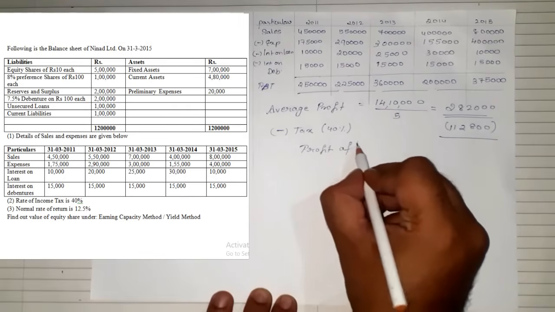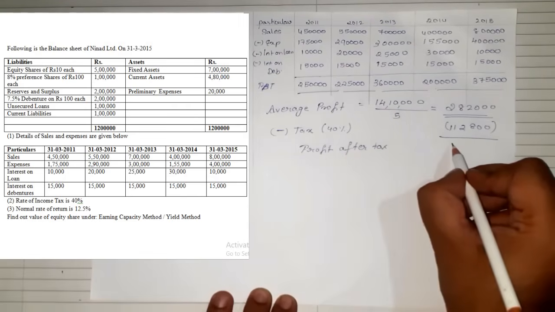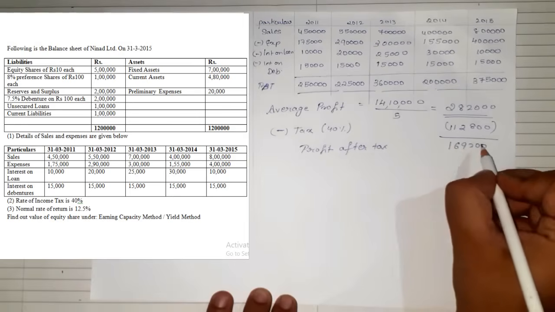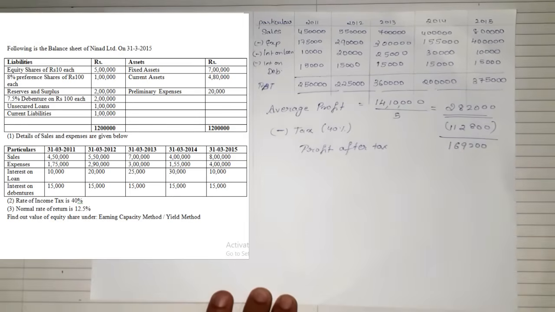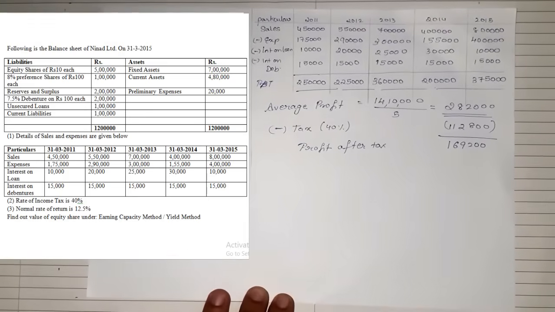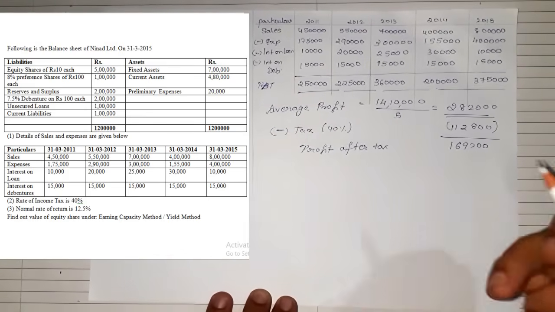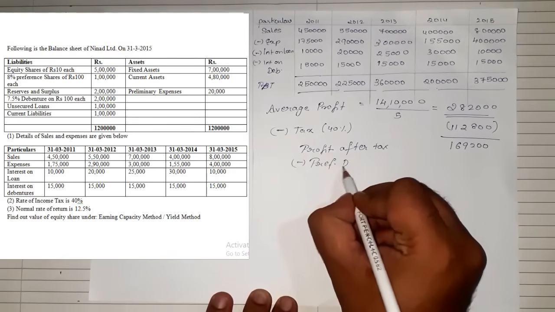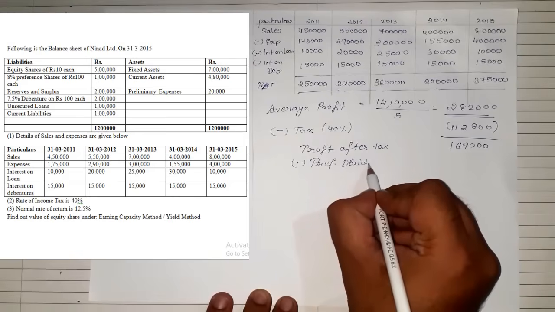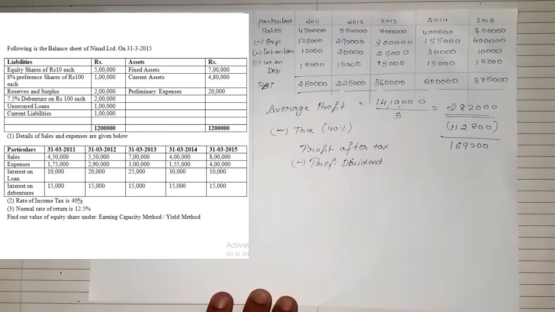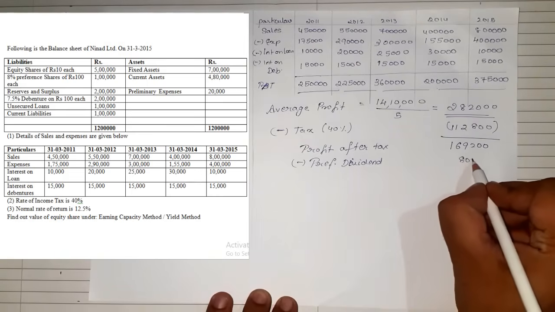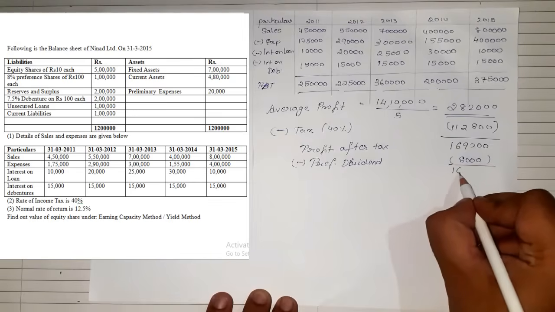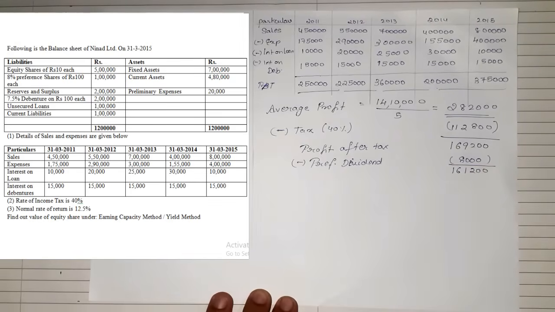You will subtract this and we will get profit after tax, which will be 1,69,200. Now from this value we need to deduct any transfer or any preference dividend. There is no transfer given in the question, but there is preference dividend. The value of preference share in the question is 1 lakh and the rate of dividend is 8%. So 1 lakh into 8% is 8,000. We subtract this and I get 1,61,200 as my profit available to the equity shareholder.